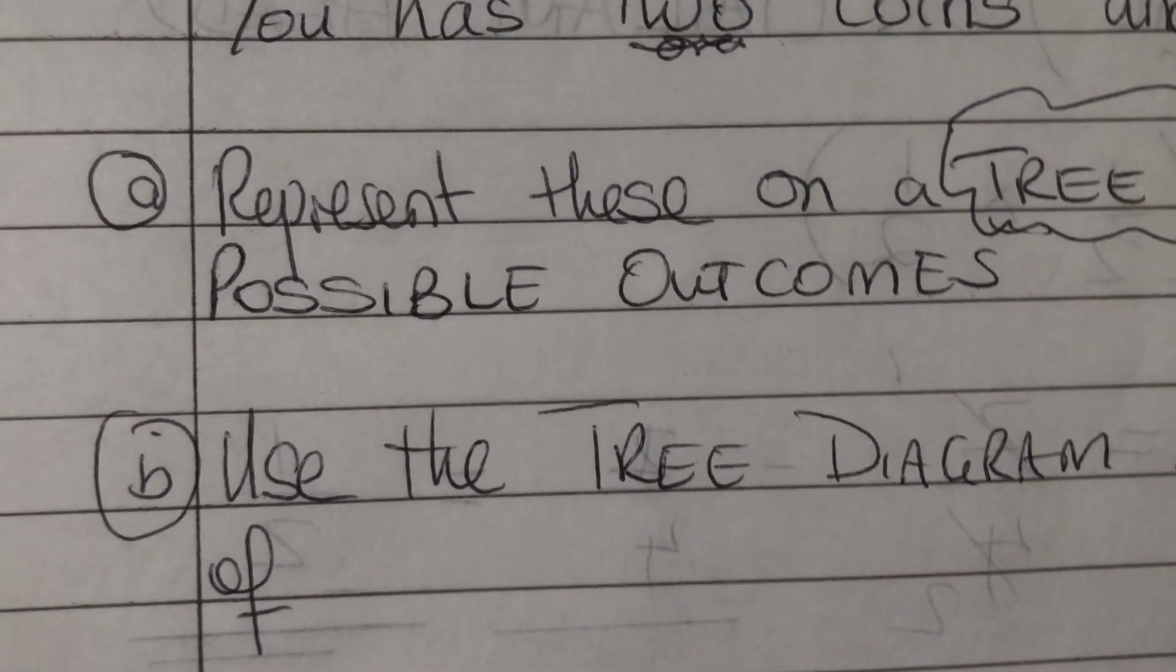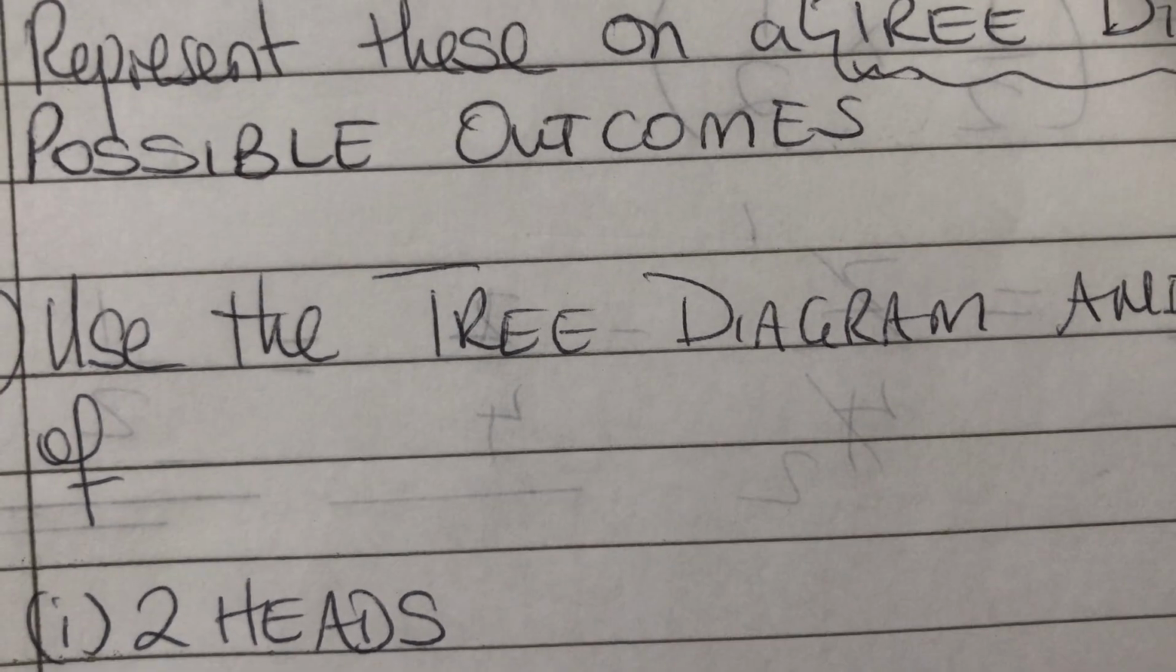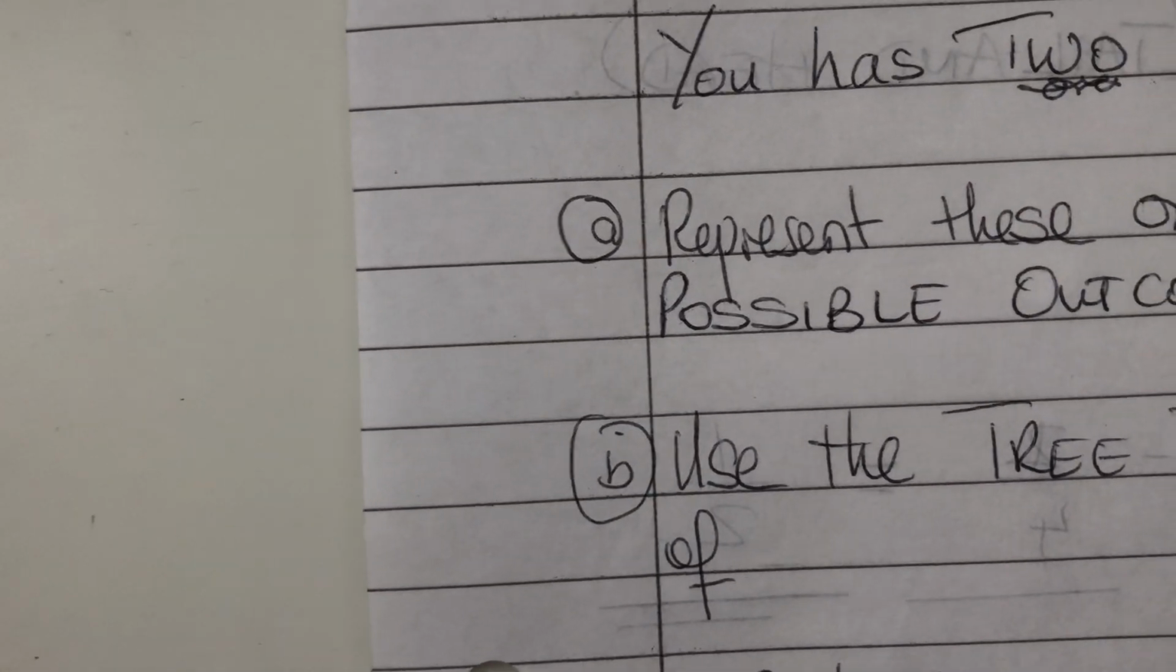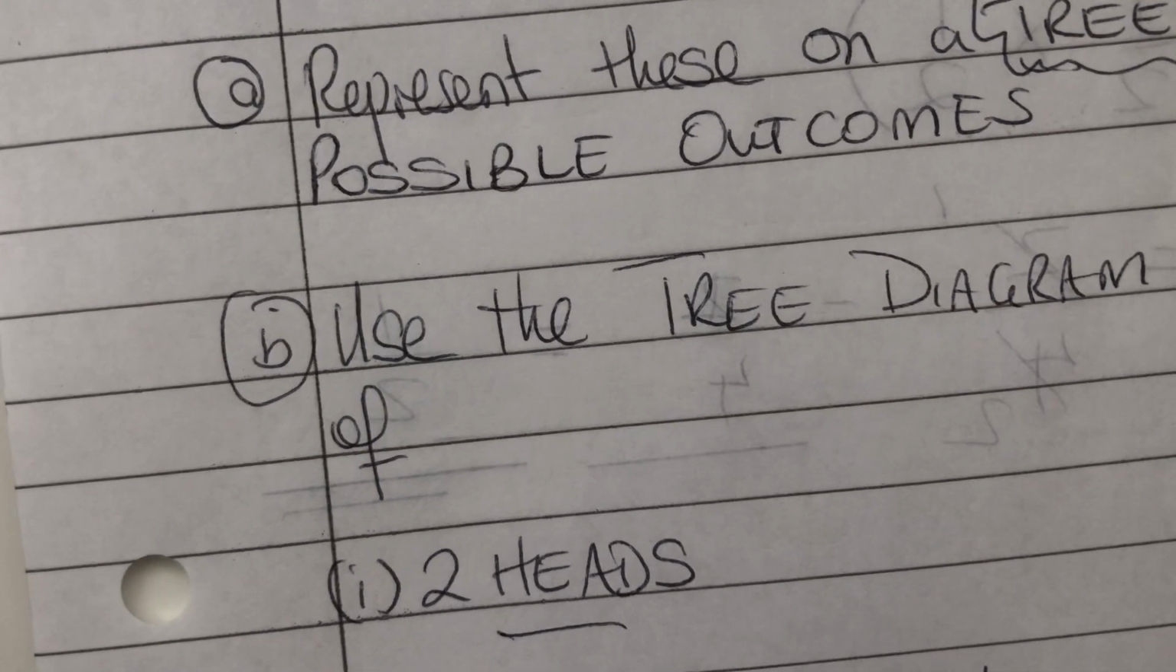Then, after representing that information on a tree diagram, it's now easy for you to solve any question, especially if you are being asked to. Okay. So now let's look at another tree diagram. You have two coins and tossed. Represent this on a tree diagram with all the possible outcomes.